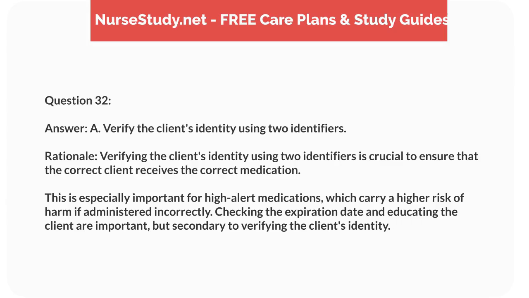Question 32. Answer A. Verify the client's identity using 2 identifiers. Rationale: verifying the client's identity using 2 identifiers is crucial to ensure that the correct client receives the correct medication. This is especially important for high-alert medications, which carry a higher risk of harm if administered incorrectly. Checking the expiration date and educating the client are important, but secondary to verifying the client's identity.